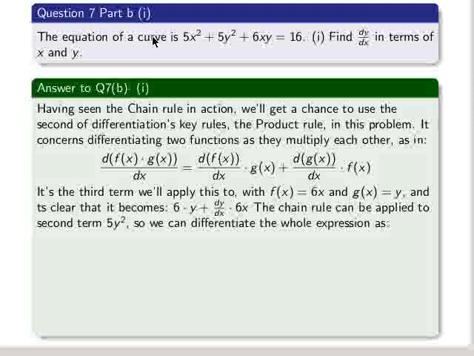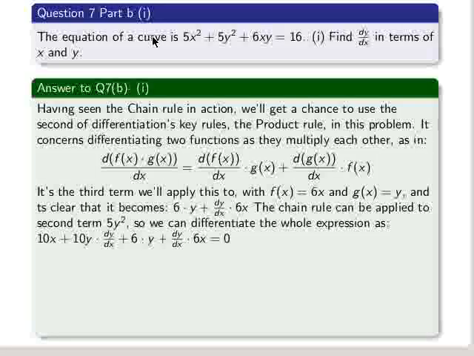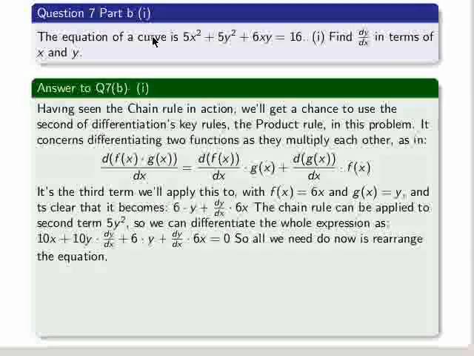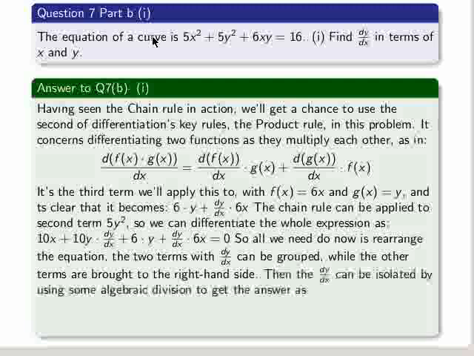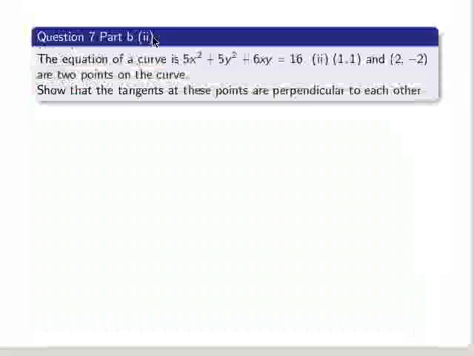So we can differentiate the whole expression now as 10 times x plus 10 times y by dy dx plus 6 times y plus dy dx by 6x equals 0. The constant term 16 differentiates to 0. So all we need now do is rearrange the equation. The two terms with dy dx can be grouped, while the other terms are brought to the right hand side. And then the dy dx can be isolated by using some algebraic division to get the answer, and there you have it. That is our answer to section A of this part.